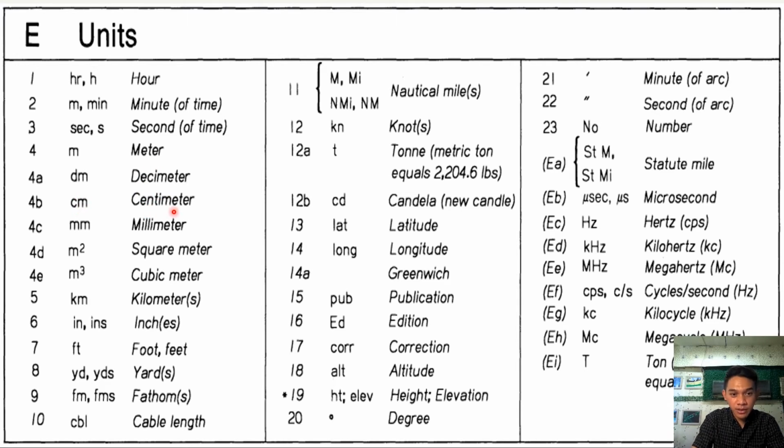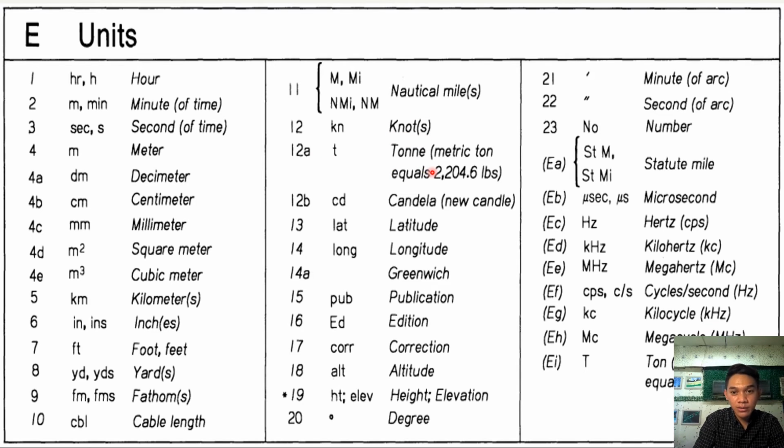cm is for centimeter, mm is for millimeter, m squared is for square meter, m3 is for cubic meter, km is for kilometer or kilometers, in or ins is for inches or inch, feet is for foot or feet, yd or yds is for yard or yards, fm or fms is for fathom, fathoms, cbl is for cable length. Next is mi or nmi or nm, which is nautical miles.